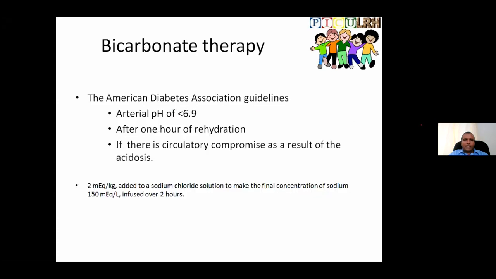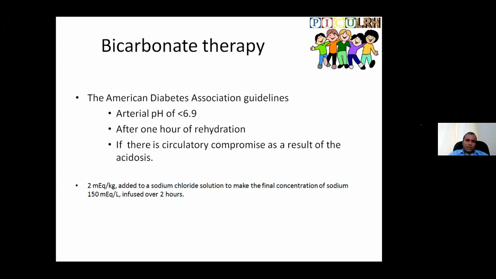So what they say in the American Diabetes Association guidelines is that the arterial pH should be less than 6.9 one hour after rehydration, or there is a circulatory compromise as a result of acidosis. I'm always telling in this lecture that these are very rarely occurring. So basically what they're saying is don't do it.